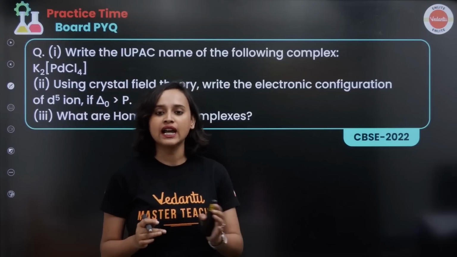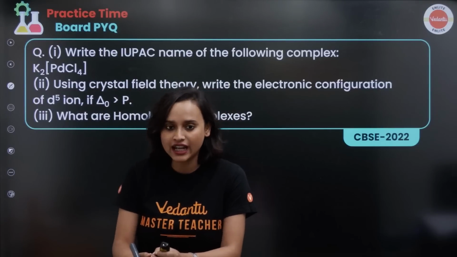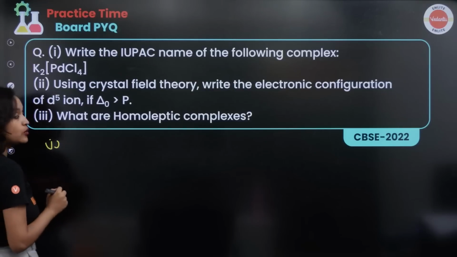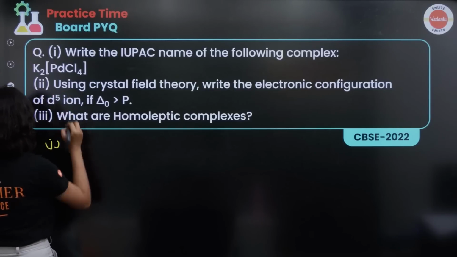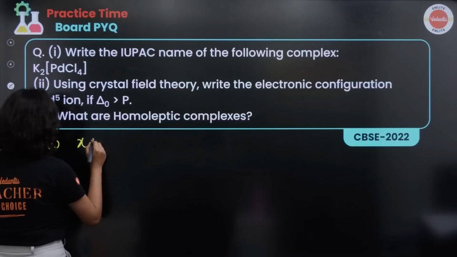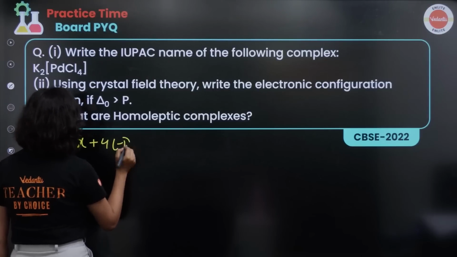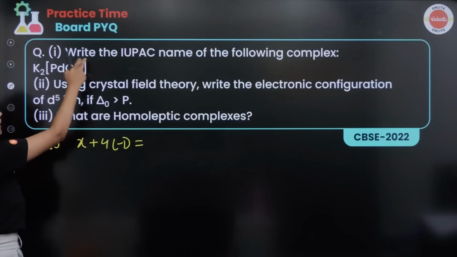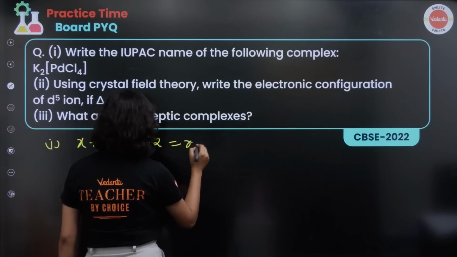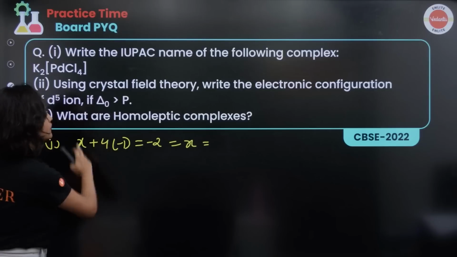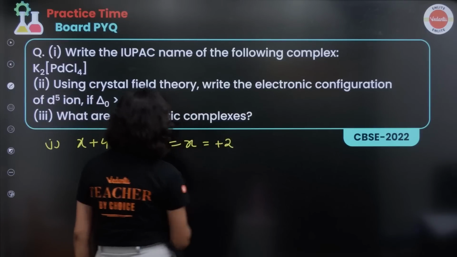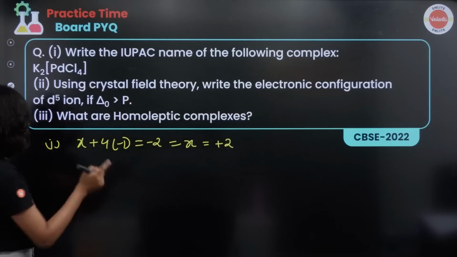Anyway, moving on. Write the IUPAC name of the following complex: K2PdCl4. Let's do it. Very easy. Firstly, what do we have to do? We have to find the oxidation state of palladium. Palladium will be denoted with x. So x plus 4 times minus 1 is equal to minus 2, since K2 means the complex carries a charge of minus 2. So x is equal to minus 2 plus 4, which is plus 2. Clear?